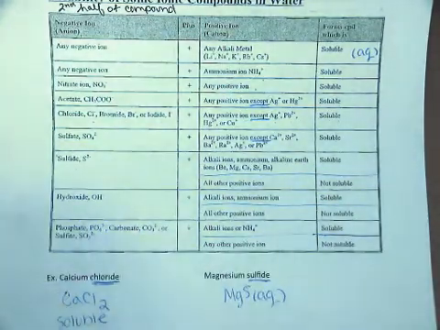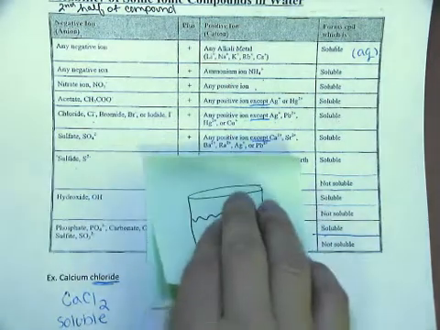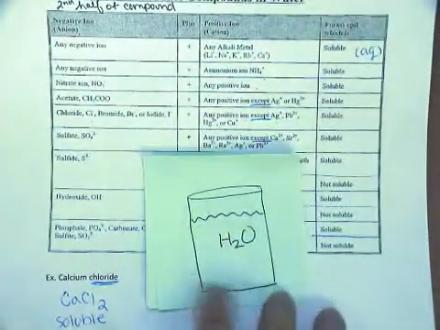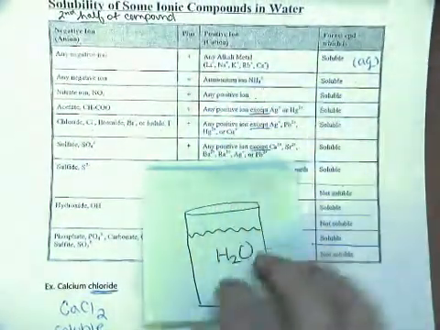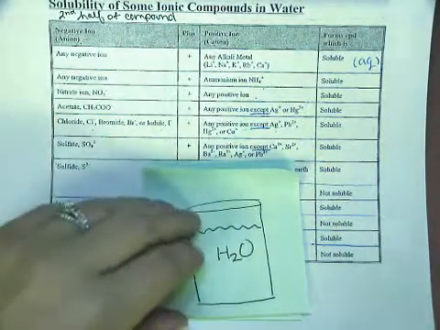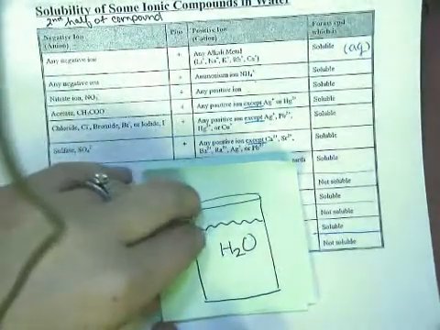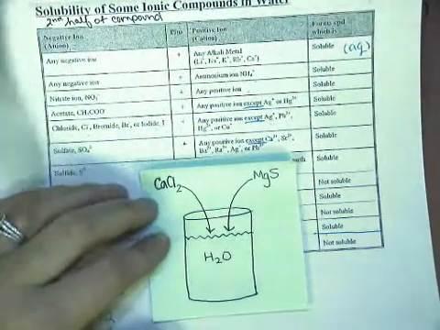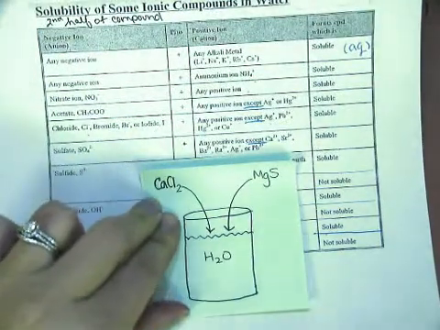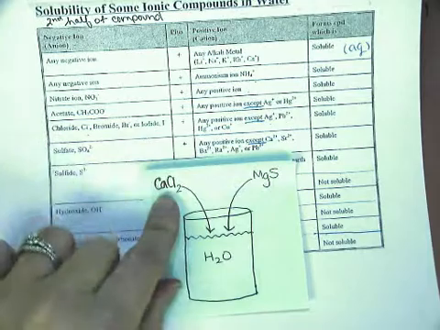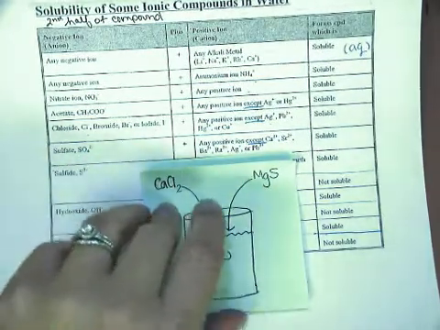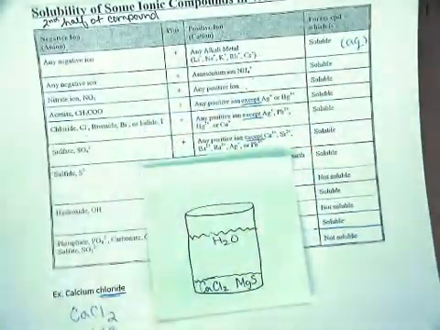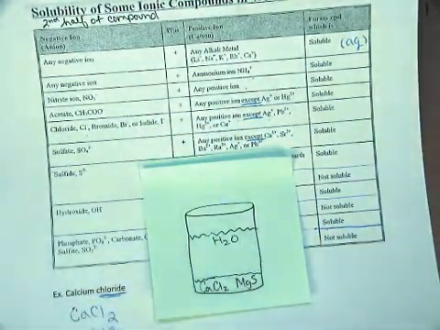So what does this look like in solution? Well, if I have a beaker and my beaker has water in it. Remember, these are compounds in water. And I take that and I add into it calcium chloride and magnesium sulfide into my beaker. Originally, I'll have calcium chloride and magnesium sulfide sit on the bottom.